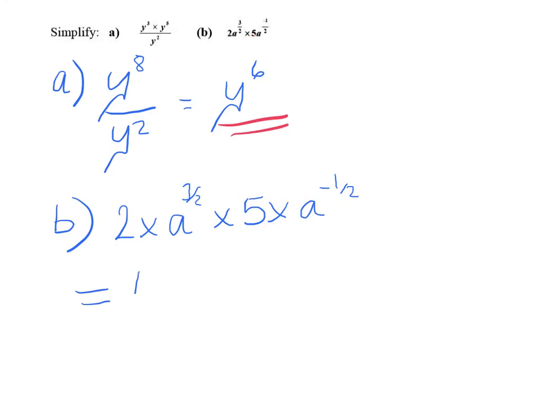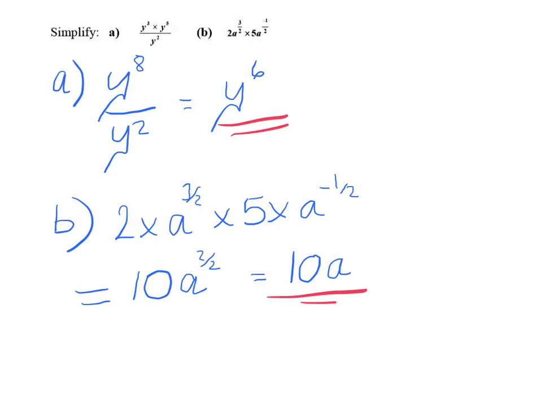So 2 times 5 is 10. And when I'm multiplying with the same base, I add the indices. So 3 over 2 plus negative a half is 2 over 2. 2 over 2 is the same as 1. So that's just going to give me 10a.